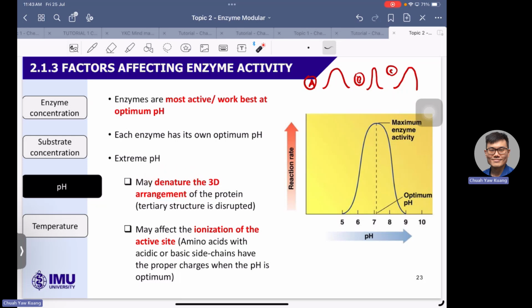Why? Because changes in pH mean changes in the concentration of the hydrogen ion. Changes in the concentration of the hydrogen ion are going to break the ionic bond and also the hydrogen bond. These two bonds are the key bonding in the tertiary structure and also the quaternary structure. So that's why the protein, the enzyme, will be denatured.